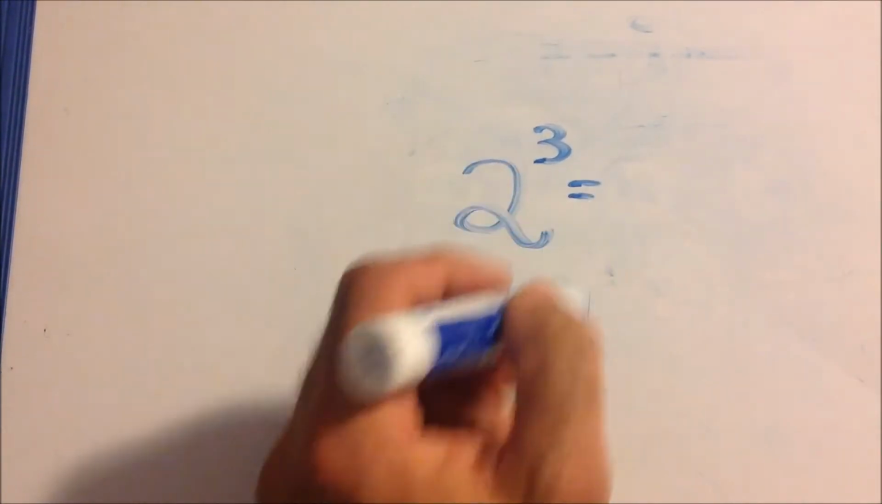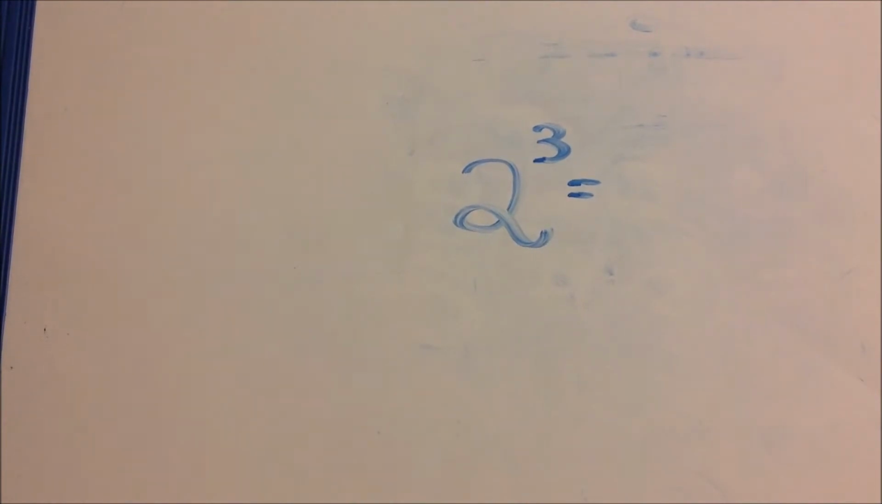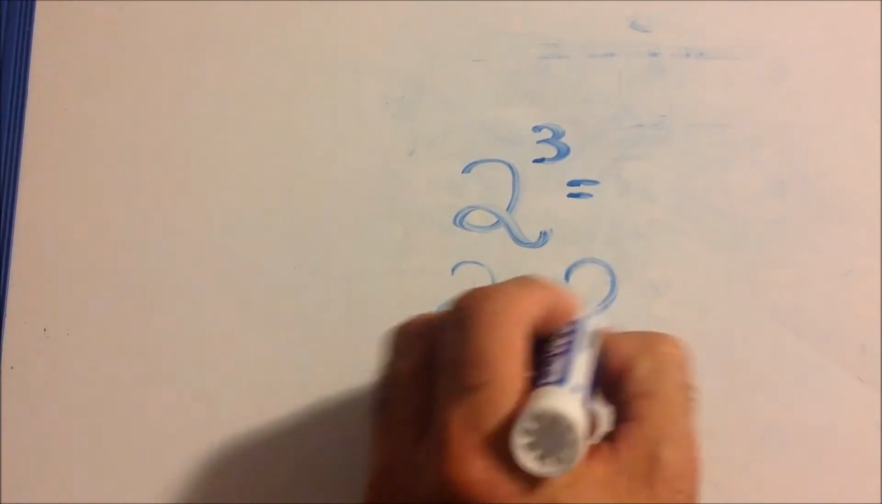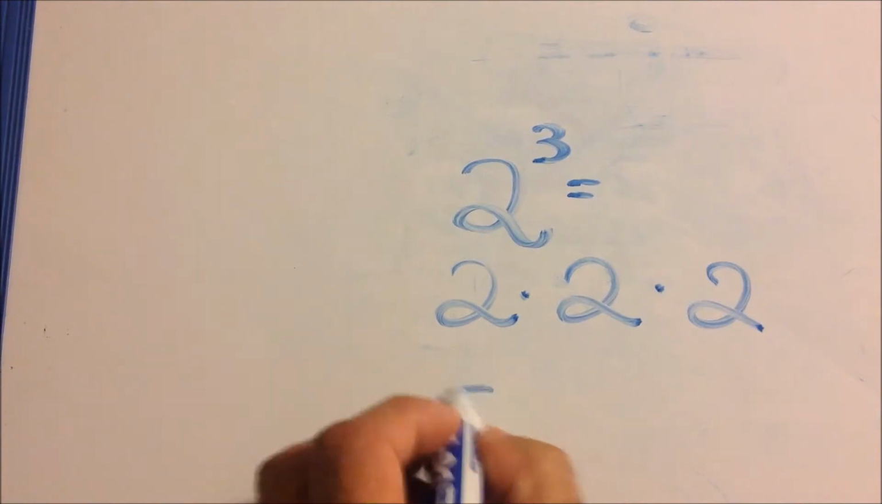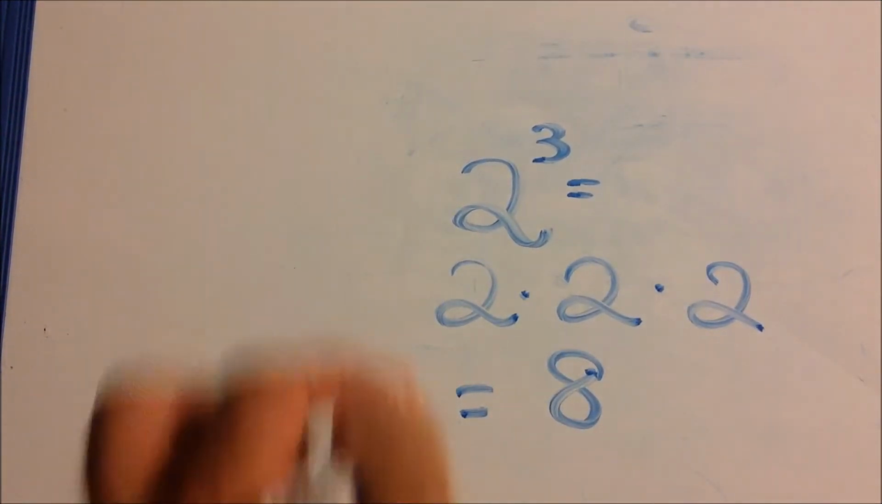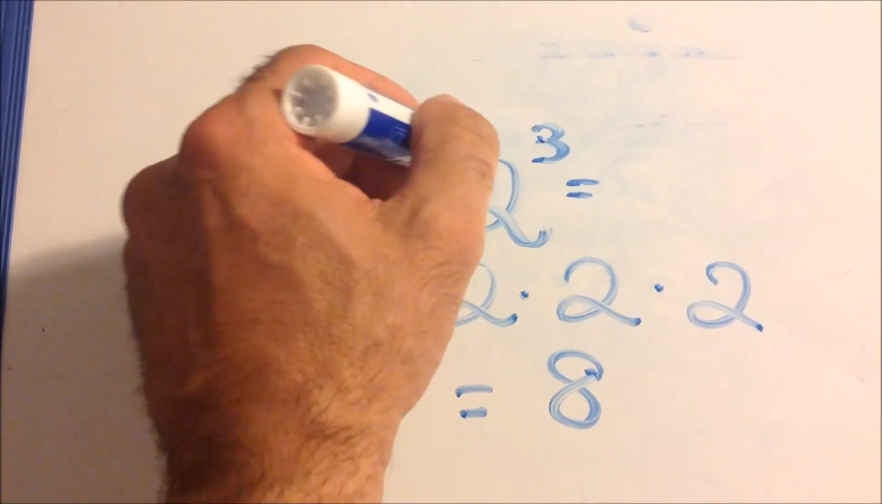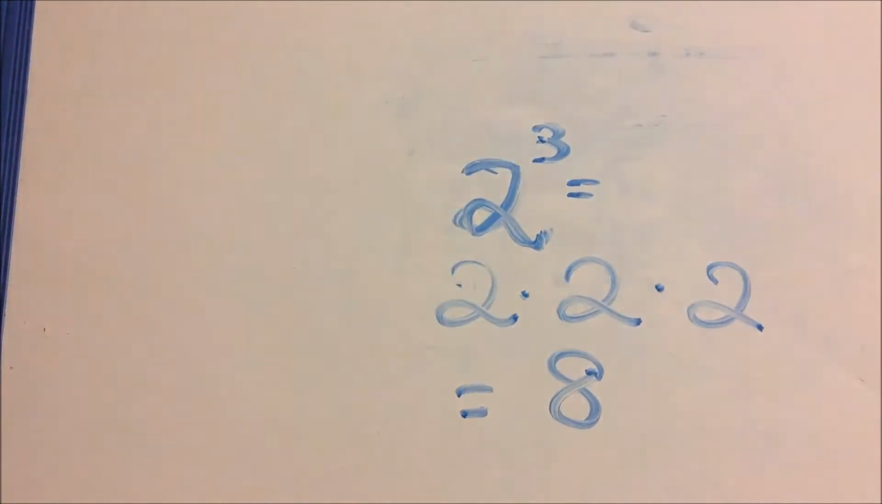One common mistake that students make, 2 to the 3rd power. The common mistake is saying that this is 6. It's not 3 times 2. It's 2 times 2 times 2, which equals 8. So remember, it's not 2 times 3. It's 2 times itself 3 times.